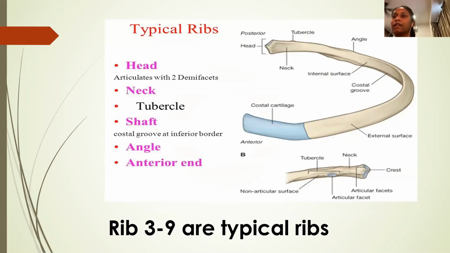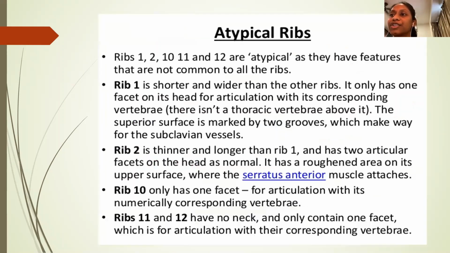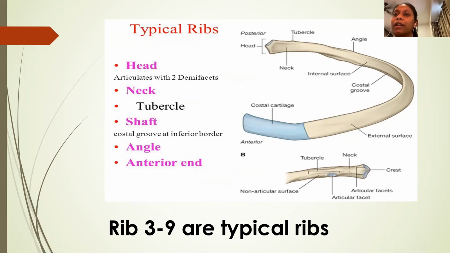This is a picture of a typical rib, where it has a head with two demi-facets, the neck which connects the head to the body, the tubercle, and the shaft of the rib, where there is the costal groove at the inferior border, the angle, and the anterior end. Ribs number 3 to 9 are called typical ribs.